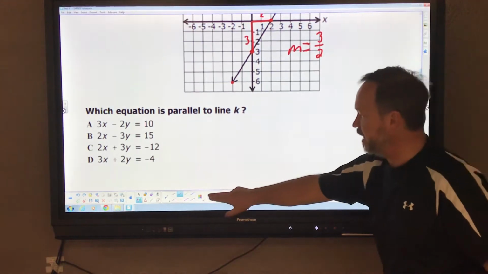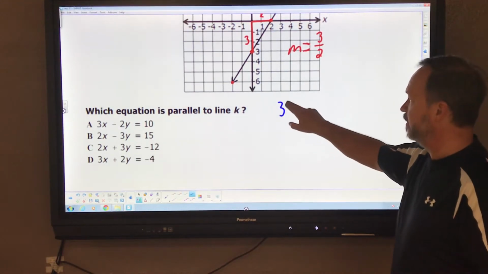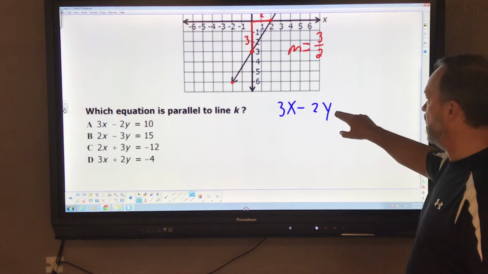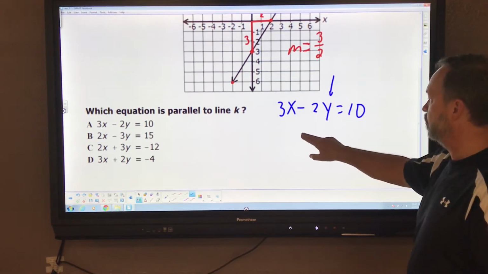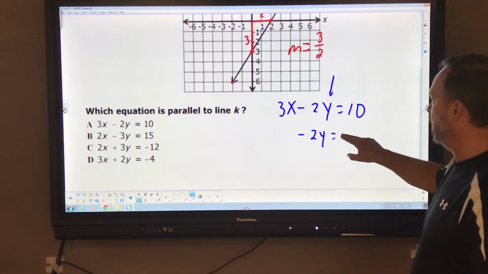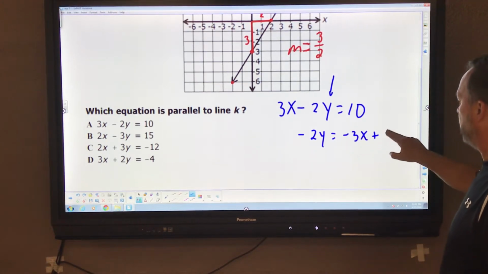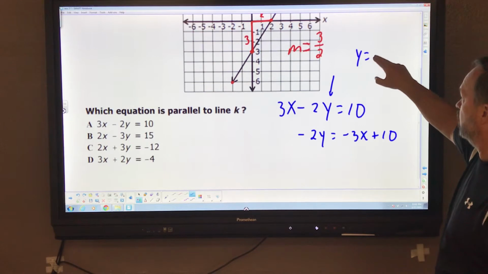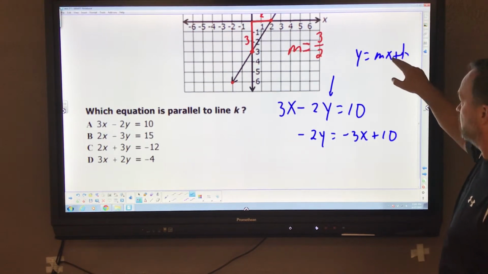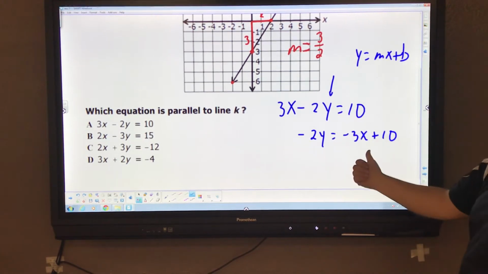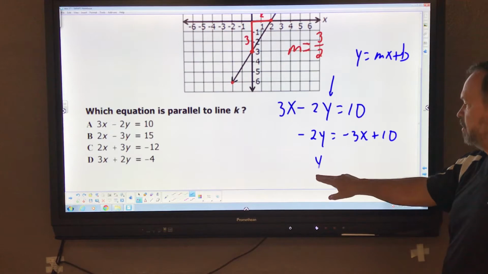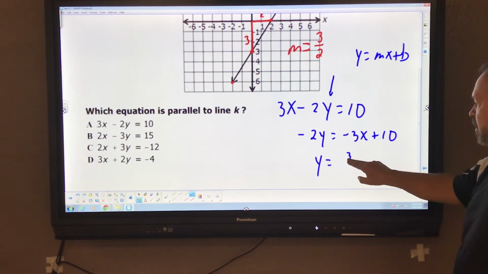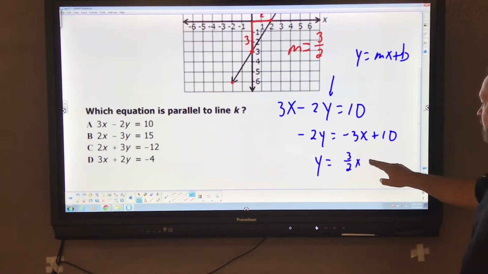Let's take A and see if I'm right. 3x minus 2y equals 10. If I'm going to solve for y, I'm going to kick the 3x over because I know what I want. I want it to be in this form, y equals mx plus b. So that's why I'm solving for y. So I kick the 3x over by subtraction, and then I divide by -2, divide by -2 here, and divide by -2 here.